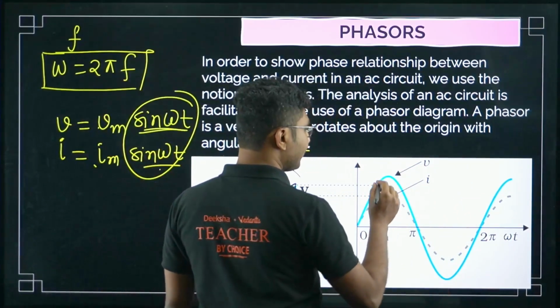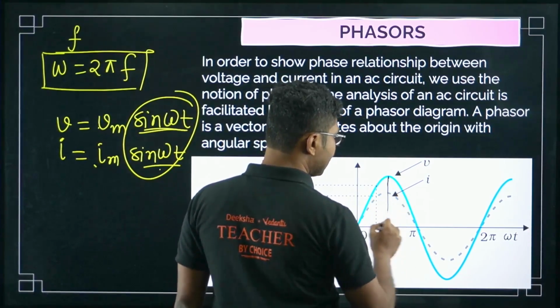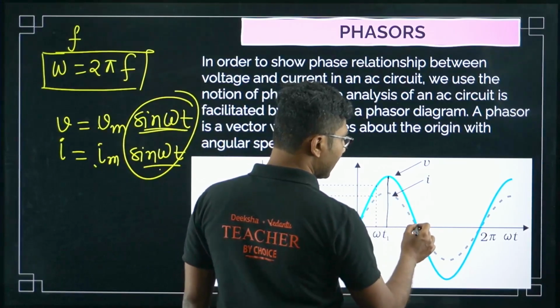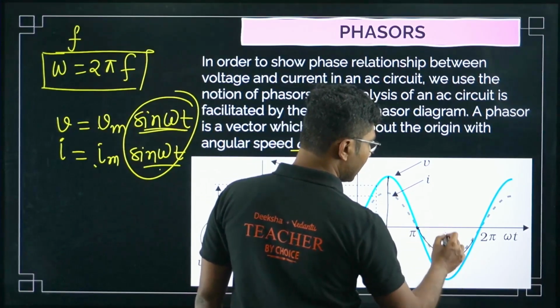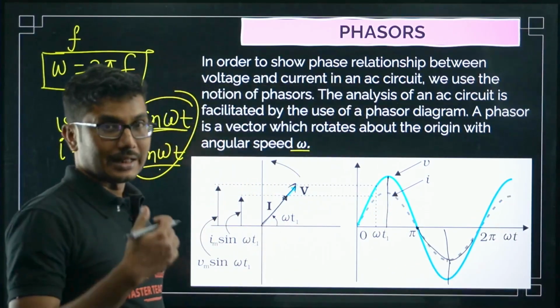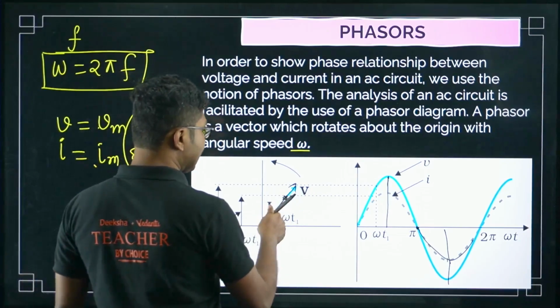So what is the meaning of this? If you see that voltage and current are always reaching the maximum point together, going to the 0 point together, again going to the minimum point together, like this. They are always synced with each other. So that is why it is called in phase. And this is the phasor diagram.